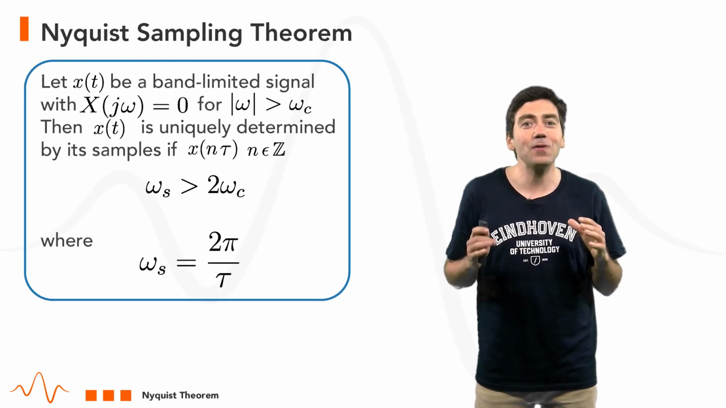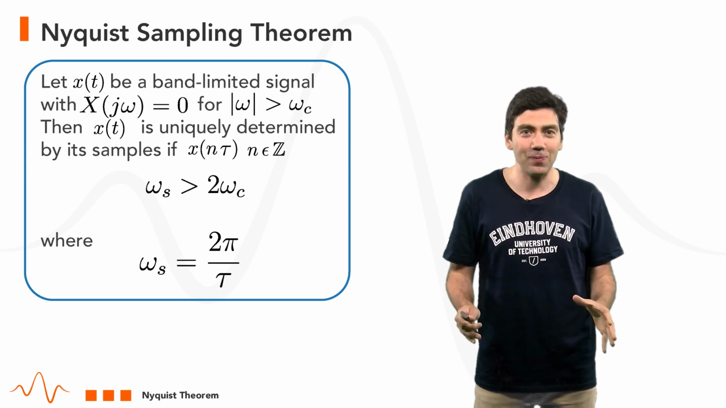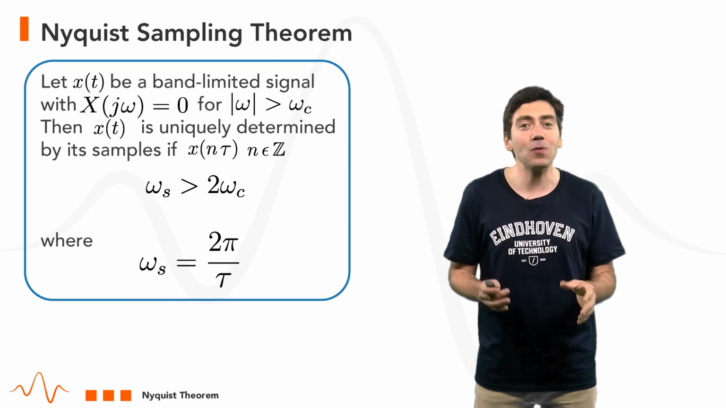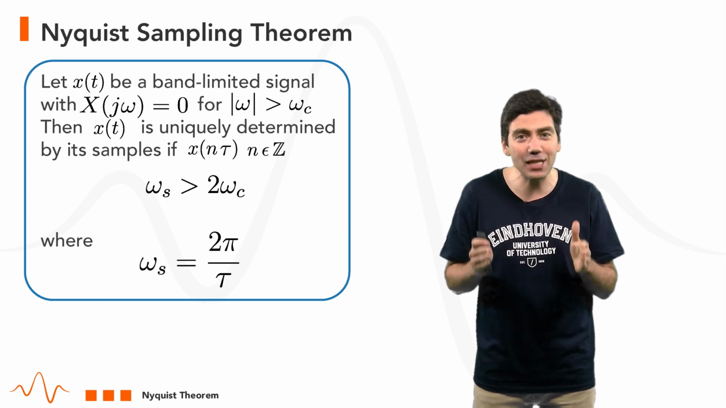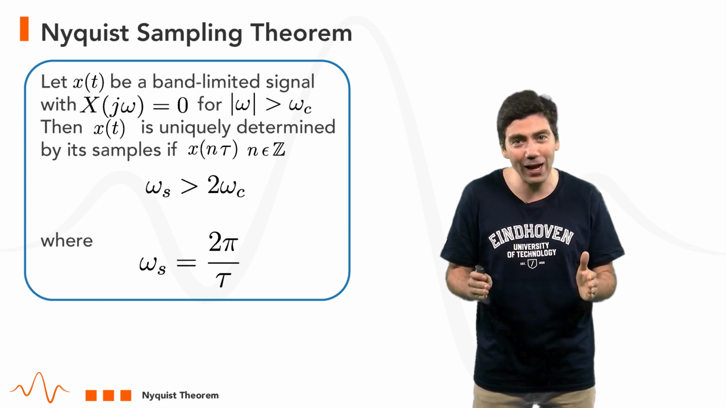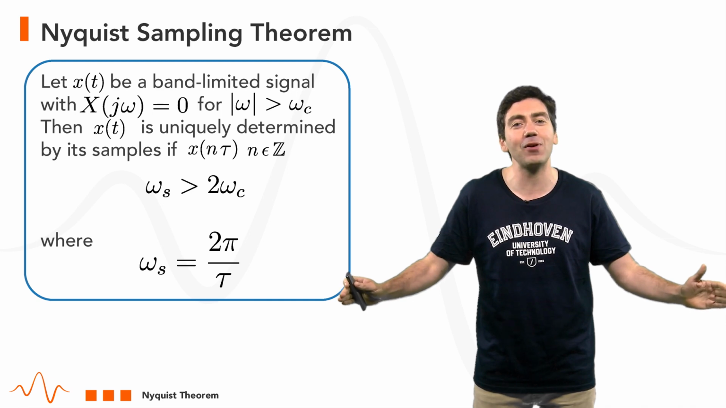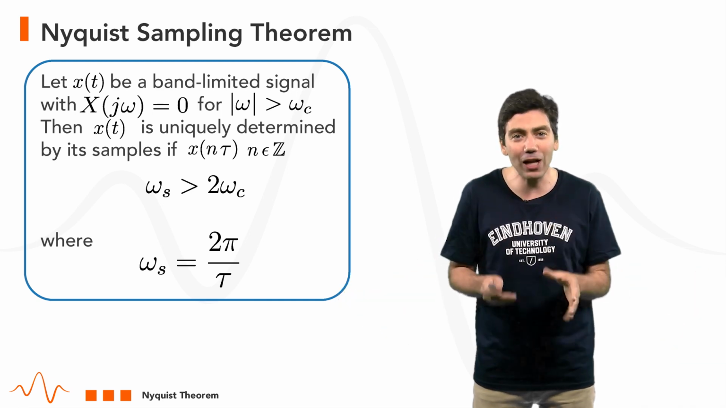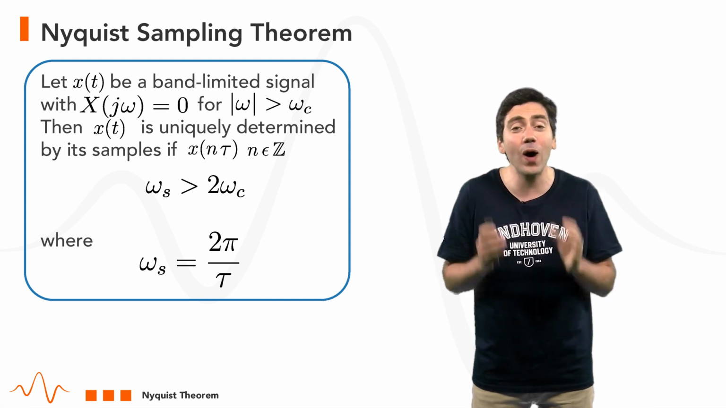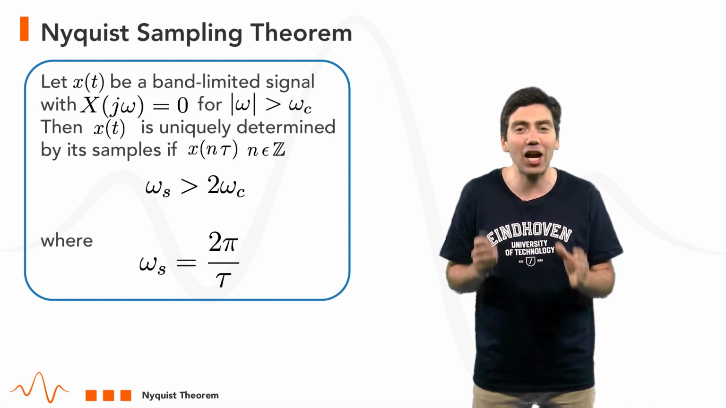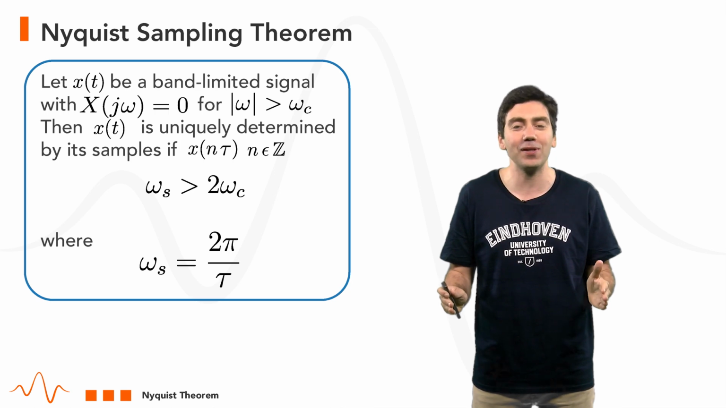This leads us to the famous Nyquist theorem. If we have a signal which is band limited, in the sense that the Fourier transform is 0 for angular frequencies omega larger than a given omega c, the angular sampling frequency omega s must be at least twice as large as the largest angular frequency of the signal omega c.